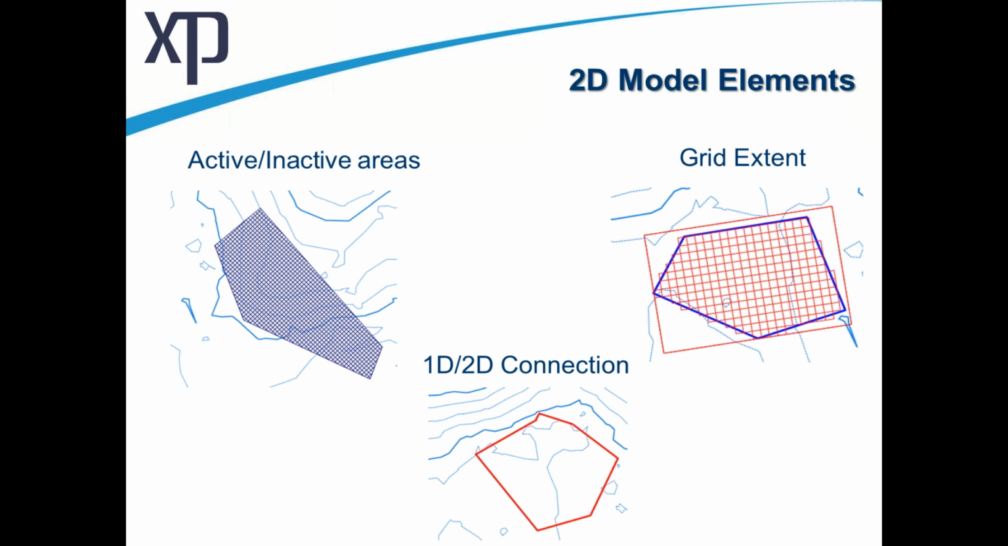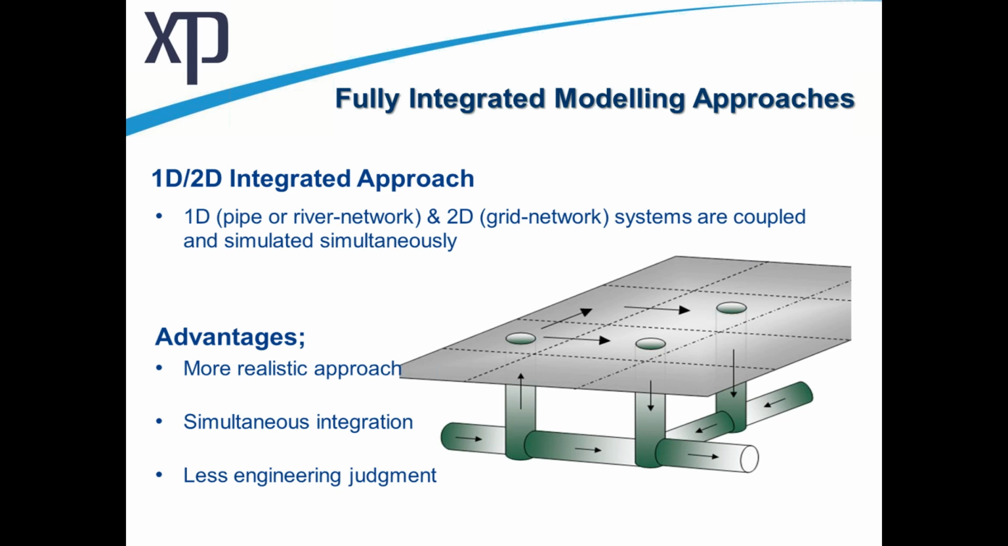In 2D models, we will be dealing with grid extents, active and inactive areas, 1D and 2D interfaces and connections, hidden flow boundaries, flow constrictions, and rainfall grids. XT-Swim will link 1D and 2D models together through water levels and flow calculated by XT-Swim. The integrated 1D 2D models means that we will have a 1D network and 2D grid system coupled and simulated simultaneously.